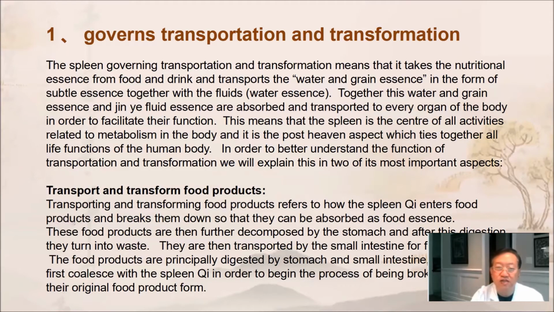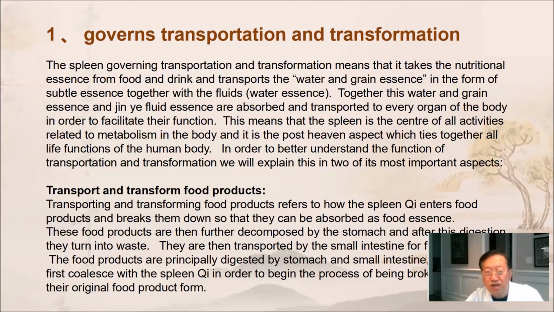Governing transportation and transformation. The spleen governing transportation and transformation means that it takes the nutritional essence from food and drink and transports the water and grain essence in the form of subtle essence together with the fluids. This water and grain essence and jin-ye fluid essence are absorbed and transported to every organ of the body in order to facilitate their function. This means that the spleen is the center of all activities related to metabolism in the body, and it is the post-heaven aspect which ties together all life functions of the human body.